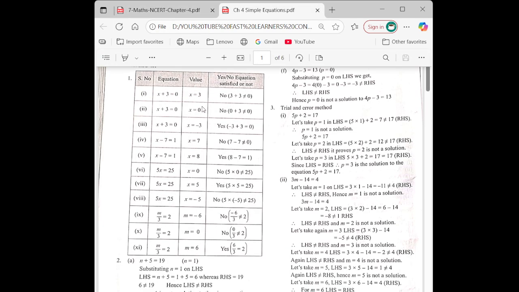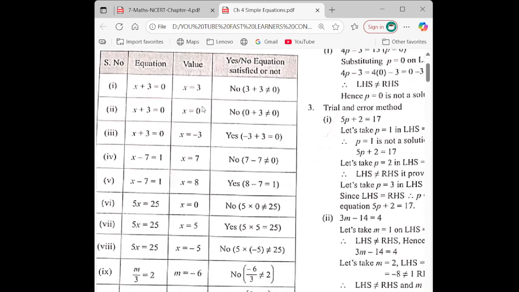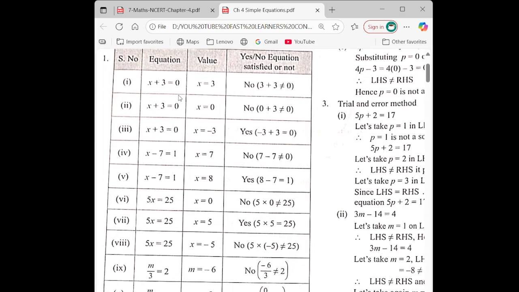Without wasting much time, let me start with the exercise. See, in 4.1 we are given an equation and the value of x. Now we have to place the value of x here at the place of x, and we have to say whether the equation is satisfied or not. If you place 3 here, 3 plus 3 will be 6. So is 6 equal to 0? No, 6 is not equal to 0. So the equation is not satisfied. We will write here no.